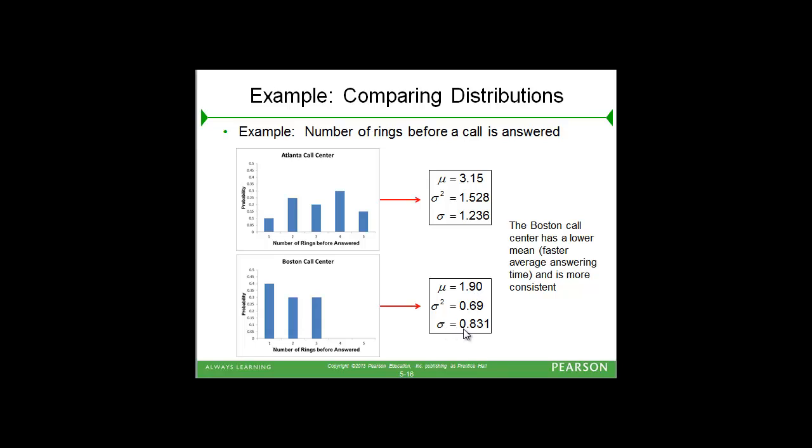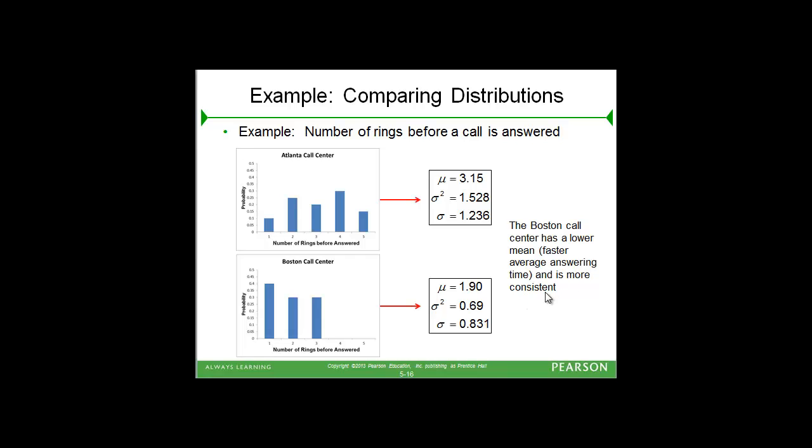So what does this mean? It means the Boston call center has a lower mean. Lower mean means a faster average answering time, and it's more consistent. Why? Because the standard deviation is smaller. Standard deviation tells us, on average, how far each value is from the mean. So a smaller standard deviation means most of the data is closer to the mean. That means their service is more consistent.